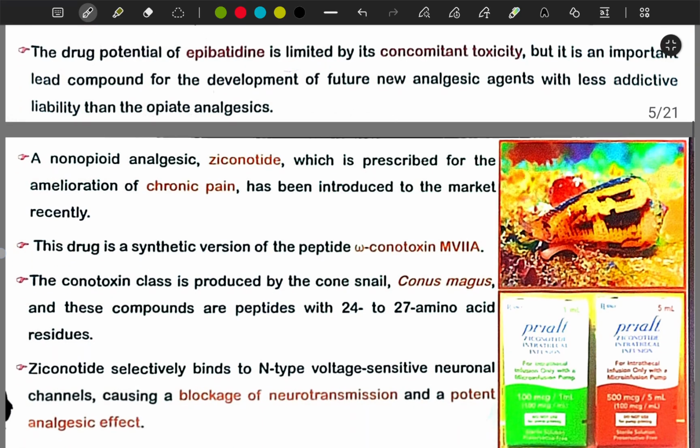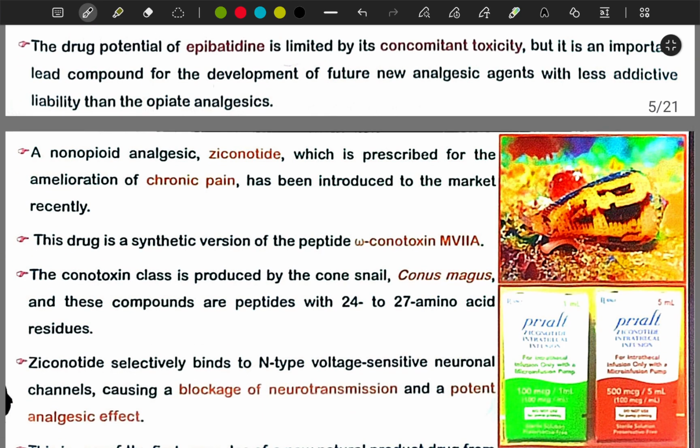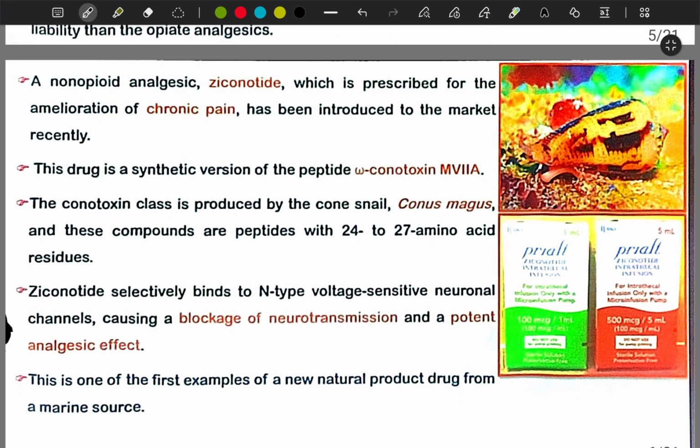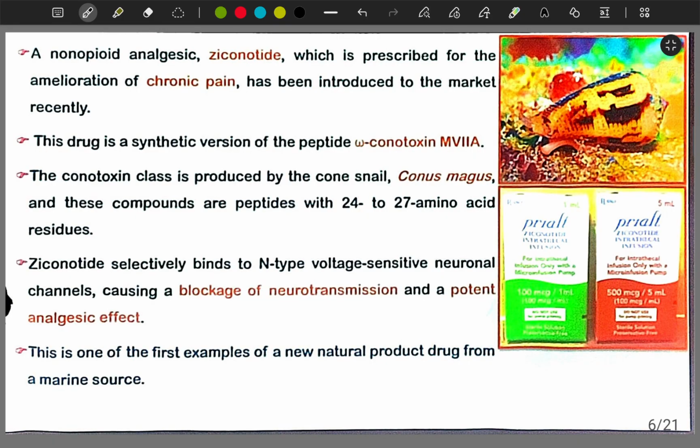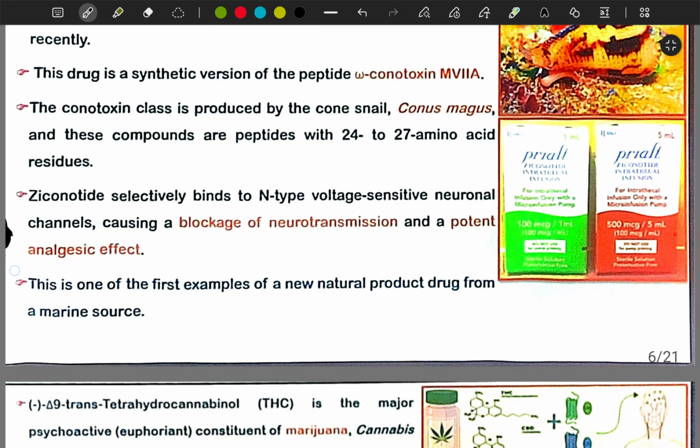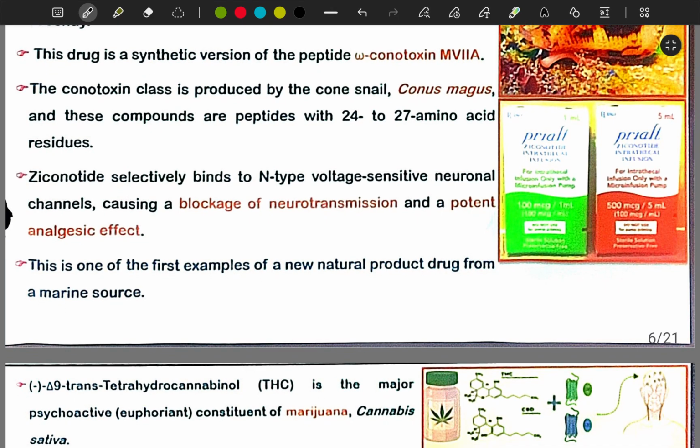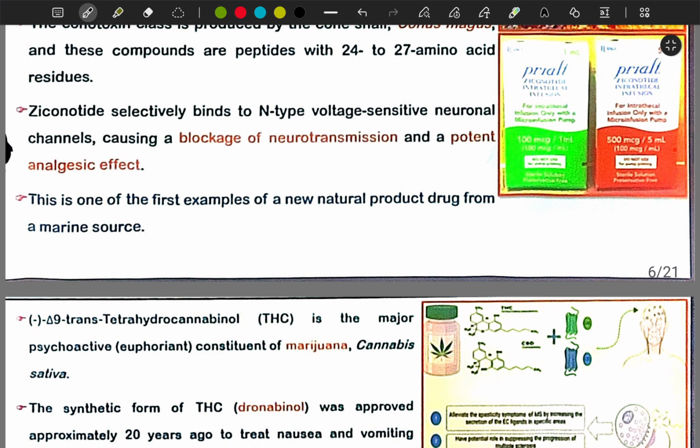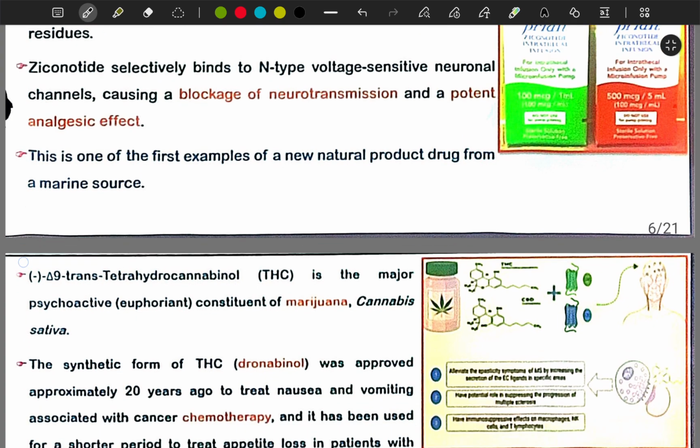A non-opioid analgesic, ziconotide, which is prescribed for the amelioration of chronic pain, has been introduced in the market recently. This drug is the synthetic version of the peptide omega conotoxin M7A. The conotoxin class is produced by the cone snail, Conus magus, and these compounds are peptides of 24 to 27 amino acid residues. Ziconotide selectively binds to N-type voltage sensitive neuronal channels, causing a blockage of neurotransmission and a potent analgesic effect. This is one of the first examples of a new natural product drug from a marine source.